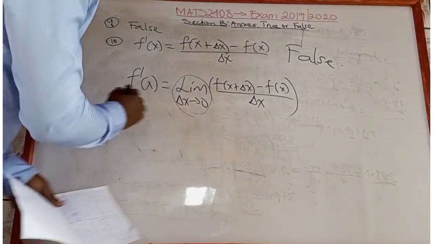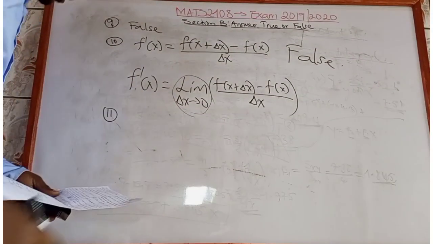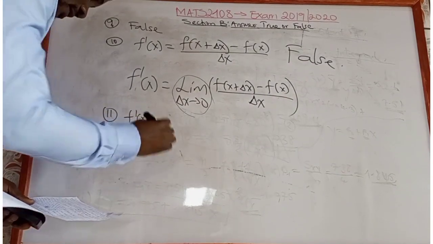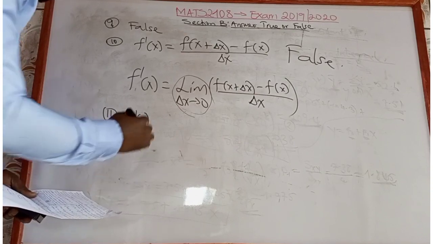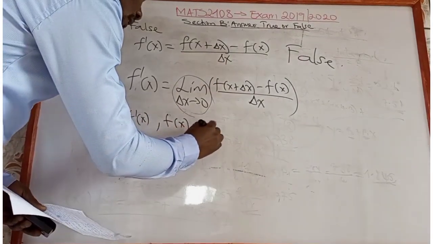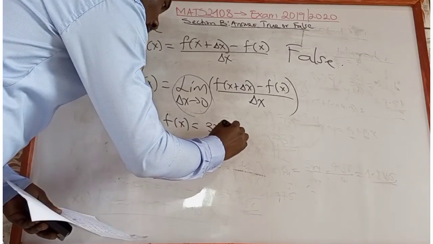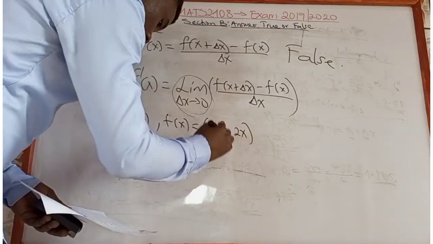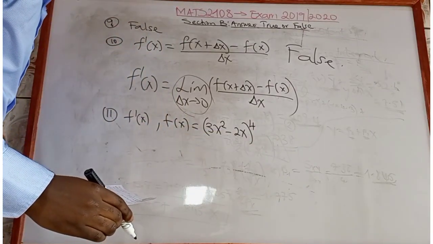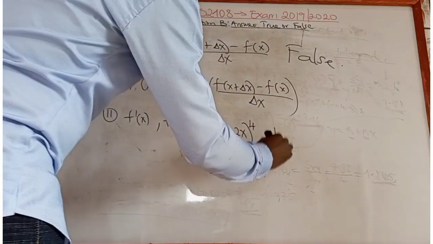Then number 11 says to find f prime of x when f of x is equal to 3x squared minus 2x, all this to the power 4, one could use the chain rule. True.